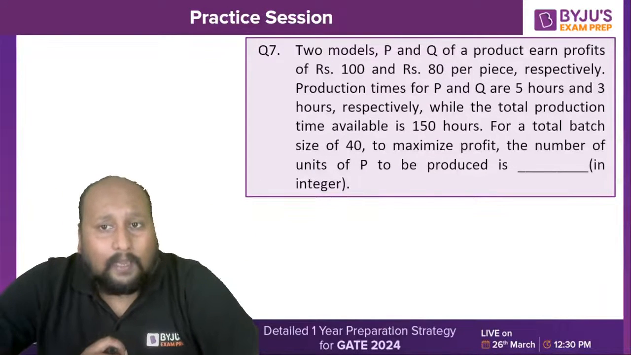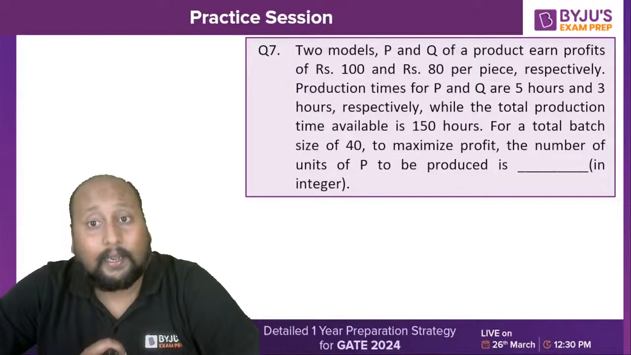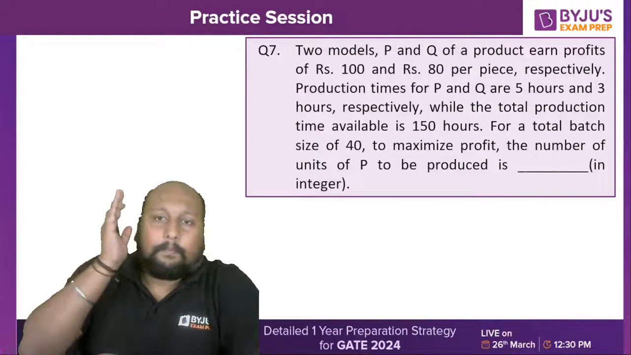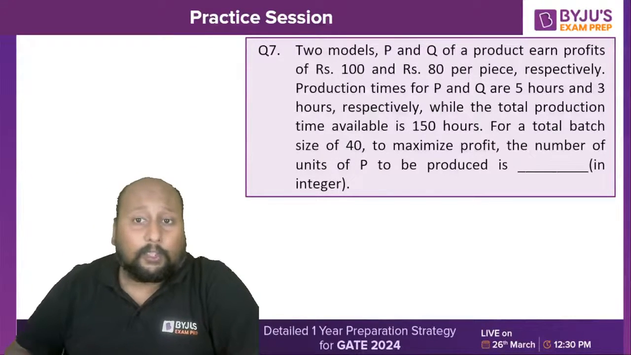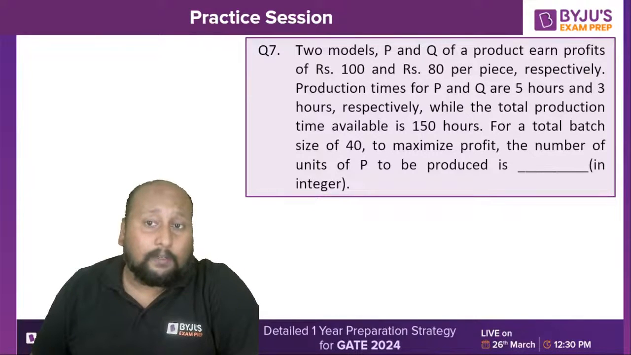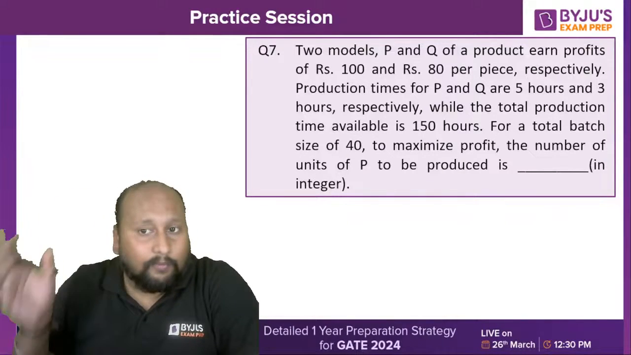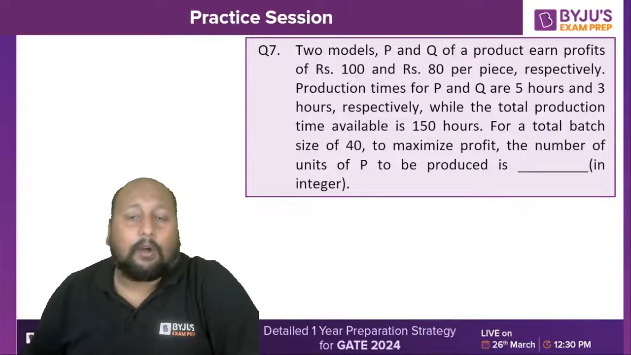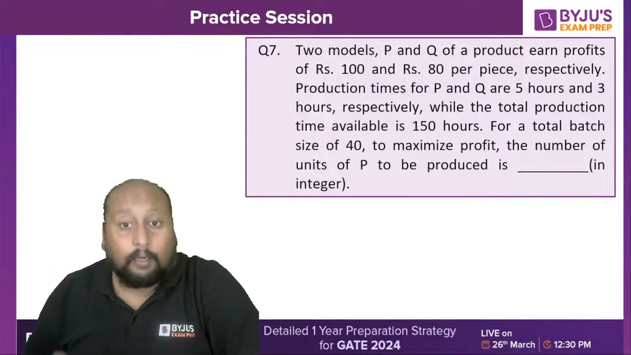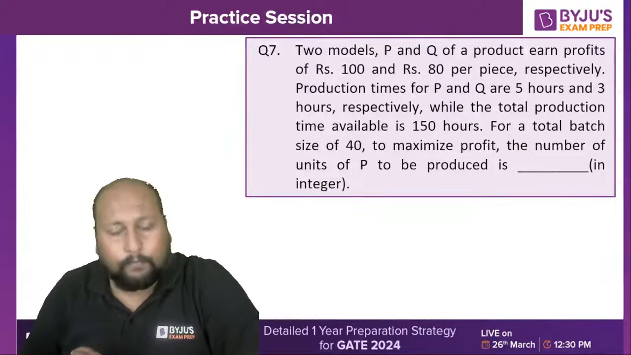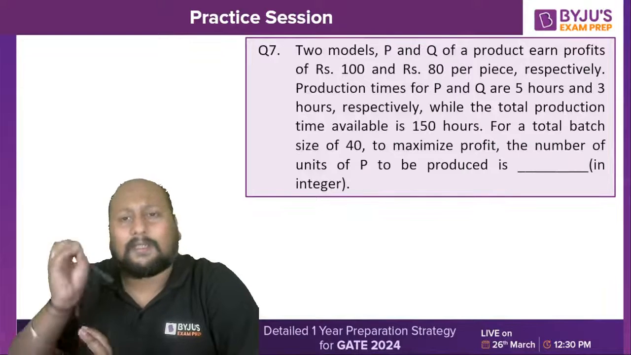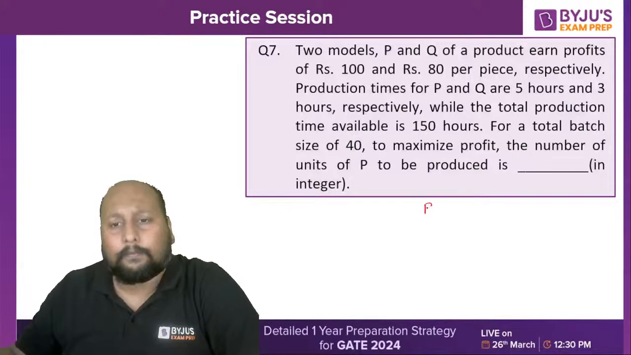There are two models P and Q which earn a profit per piece. That means profit for P is 100 and profit per Q is 80 rupees respectively. The production time for P and Q are 5 hours and 3 hours respectively, while the total production time available is 150 hours. The total batch size is 40. To maximize the profit, what should be the number of P to be manufactured? Whenever you need to frame the equations, there's a simple technique. You just draw a table which covers all the conditions they are talking about.